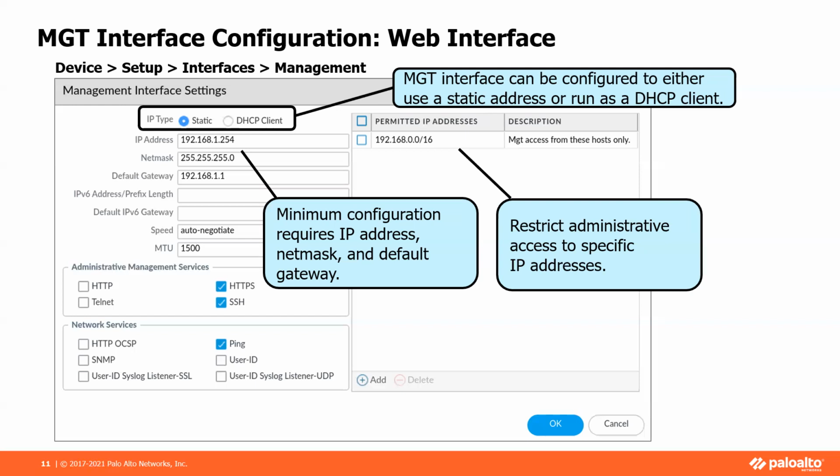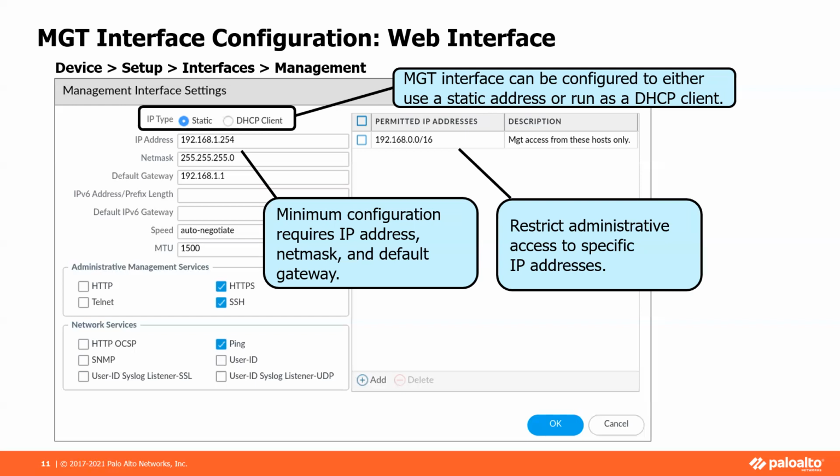All right. That management interface obviously can be either static or DHCP. It does require the minimum configuration of an IP address, a net mask, and a default gateway. And then last but not least, on the right-hand side, you can set an IP address block of what's permitted to access the administrative interface. If you don't set anything, obviously it leaves it open to everything. You want to lock this down as much as possible.